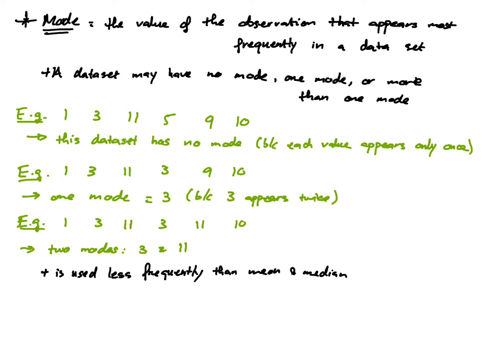So in this video we talked about the mode. It's a super simple measure of location. We looked at a few examples. It's helpful to keep in mind that it's possible for a data set to have no mode or more than one mode, and the mode is used less frequently than the mean and the median.